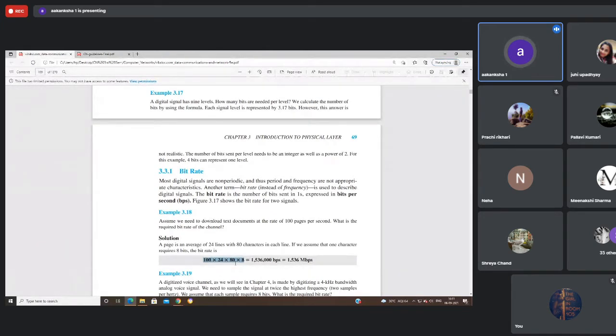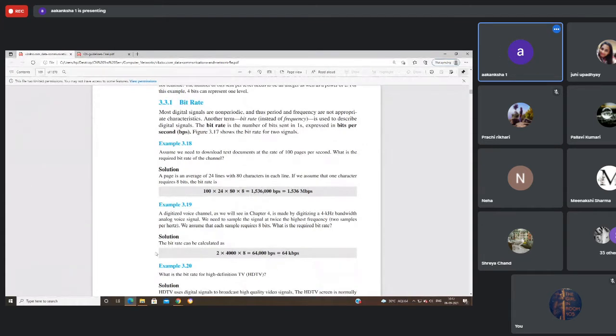So if these many bits are required, the speed required will be the multiplication of all, and this is 1.536 Mbps. So this is how you compute the bit rate for any non-periodic digital signal: you count the number of bits required, and therefore you can find the bit rate.